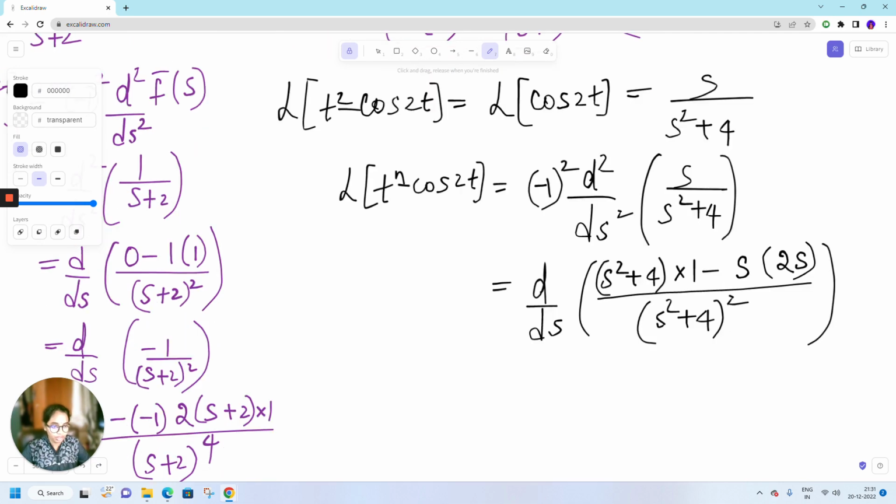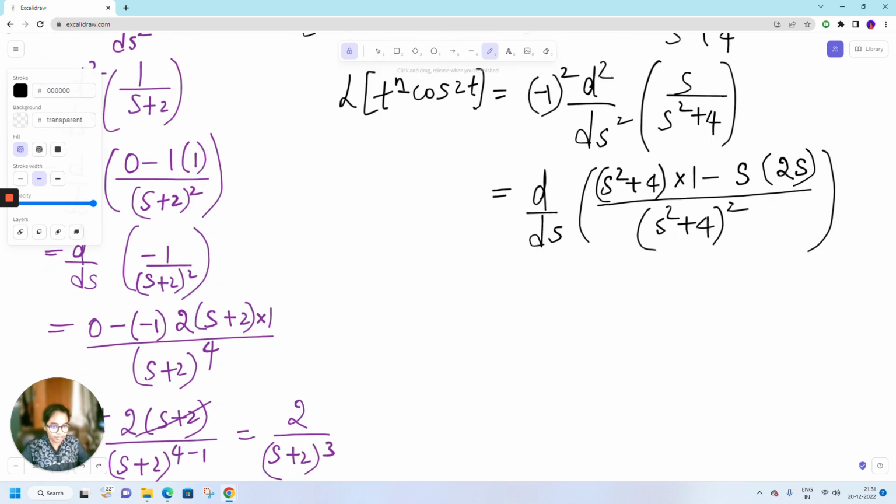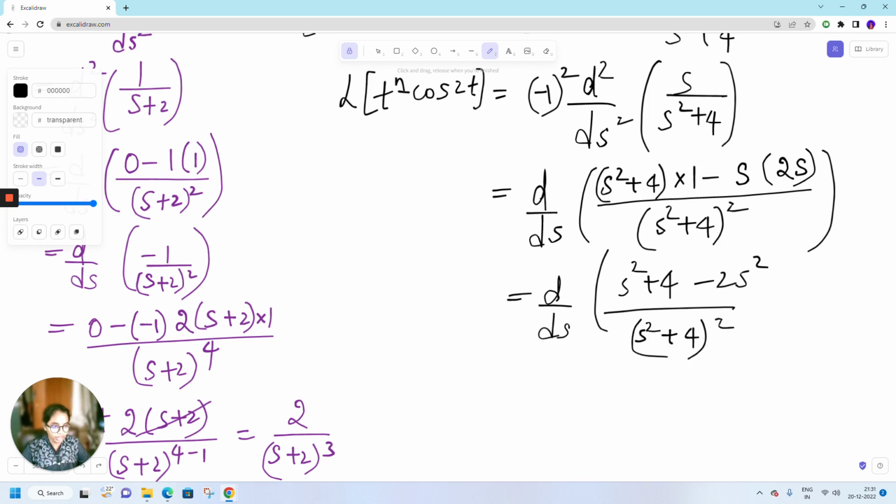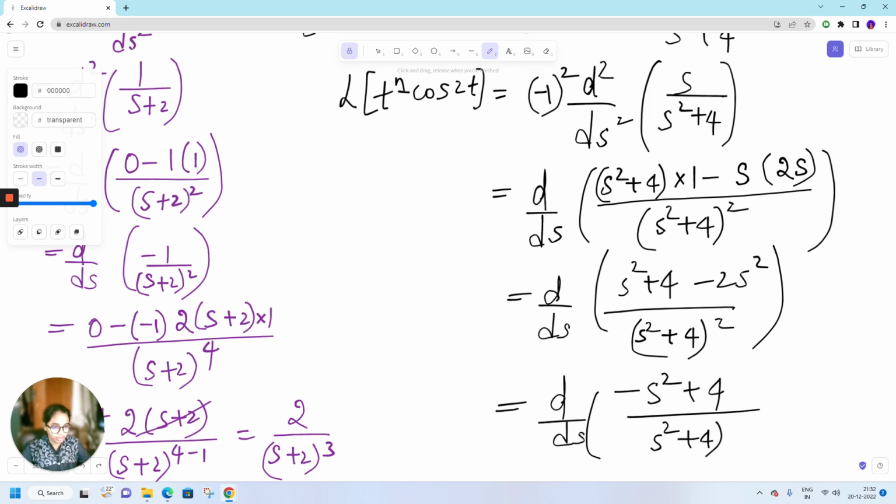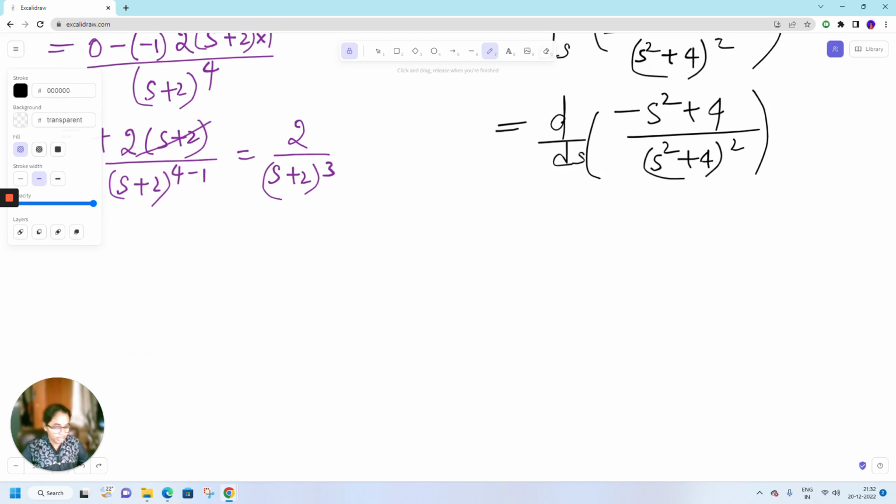Okay, what else do I have? I have derivative of s square plus 4 minus 2s square divided by s square plus 4 the whole square. So d by ds of minus s square plus 4 divided by s square plus 4 the whole square. Now let me find the last derivative.